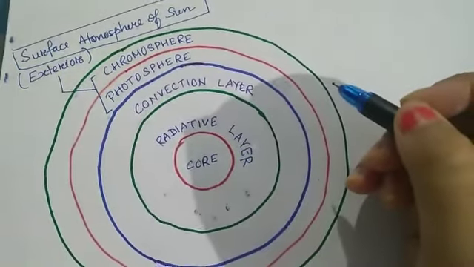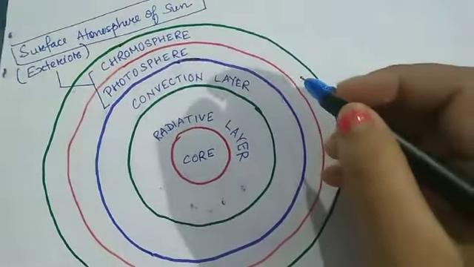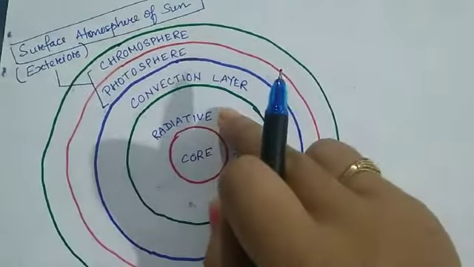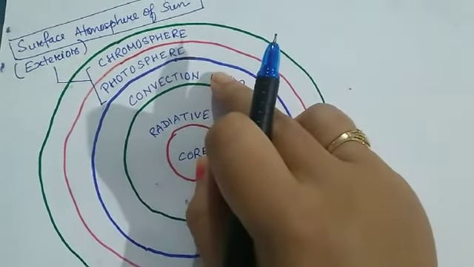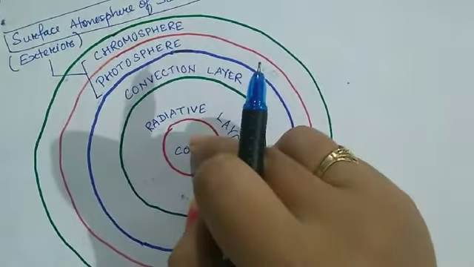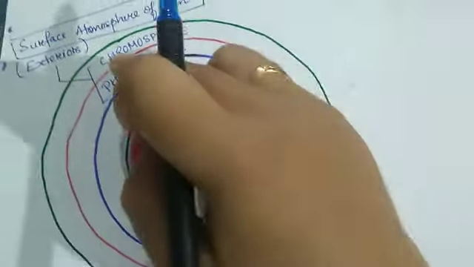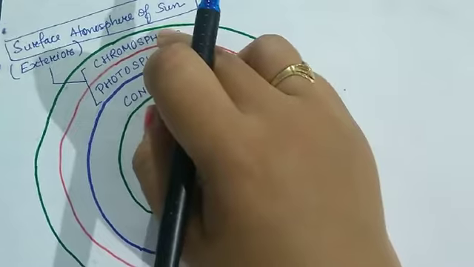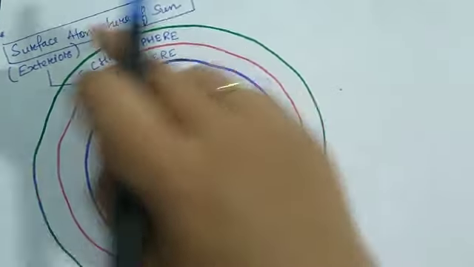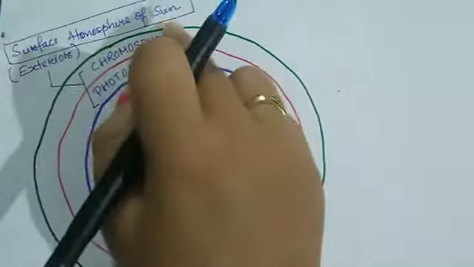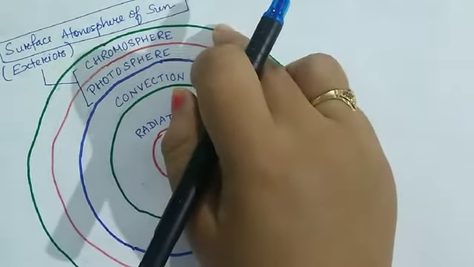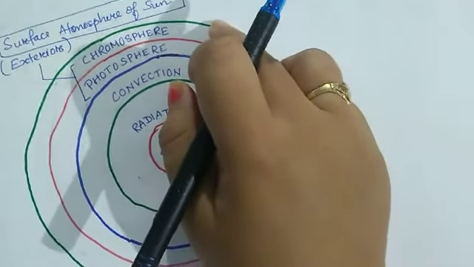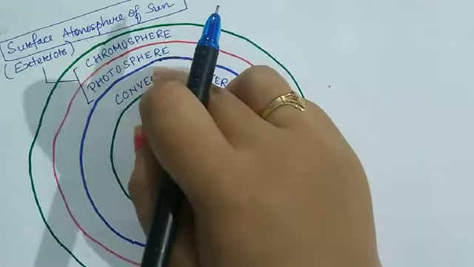Now, students, let us discuss the exterior part. I told you about the core, radiative layer, and convection layer. This forms the interior part of the solar structure, and the chromosphere and photosphere form the exterior part of the solar structure. This is called the surface atmosphere of the sun. So if somebody asks you what constitutes the surface atmosphere of the sun, you will have to say chromosphere and photosphere.